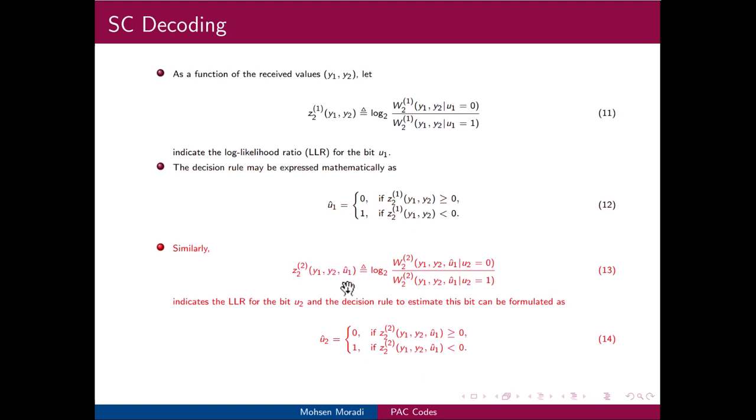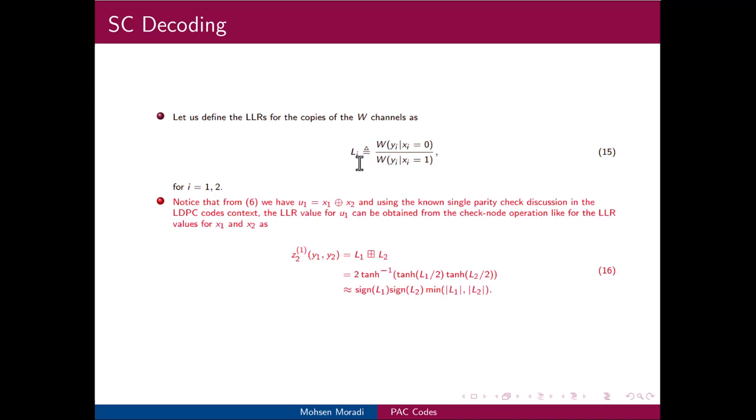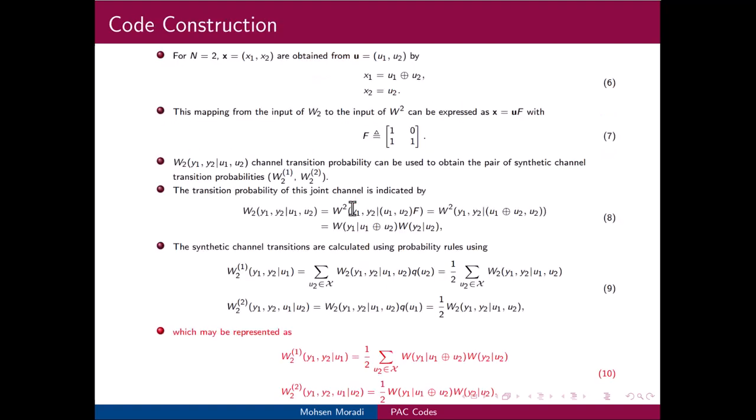Similarly, we define the LLR for the second bit, the probability of channel output when the input is 0 over the probability of channel output when the input is 1. And we assume that we have estimated U1 from this. When we obtain Z2, if it is more than or equal to 0, we estimate it as 0. When it is less than 0, we estimate it as 1. We should know that the LLRs of the independent channel, yi given xi, we define by Li. We can obtain it. And we saw that the first bit U1 is equal to x1 plus x2. We see it here.